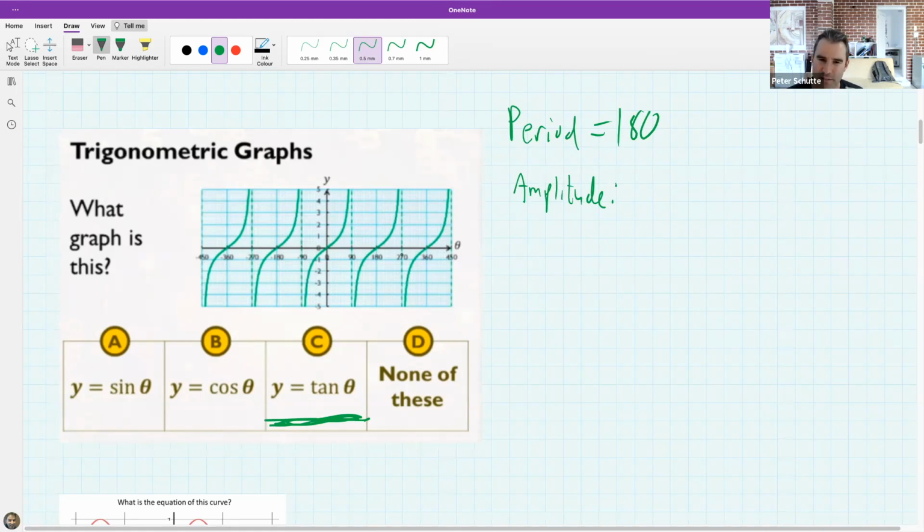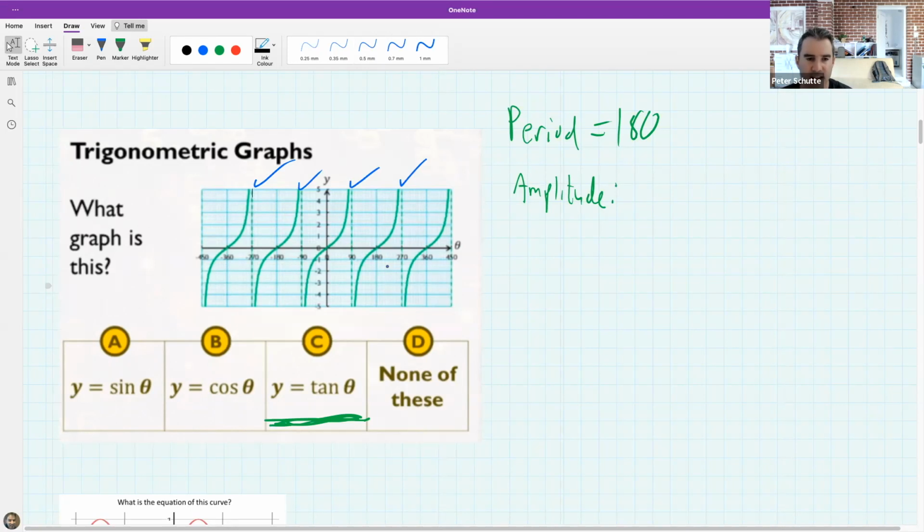It also seems to have these dotted lines, whatever these are. Can somebody tell me what these things are? Any ideas? Aha, Chloe, yes. They are called asymptotes. And the graph gets closer and closer, but never gets there. And the asymptotes are at 90, 270, and so on. So the tan graph has what's called asymptotes that the other graphs don't have. Okay.